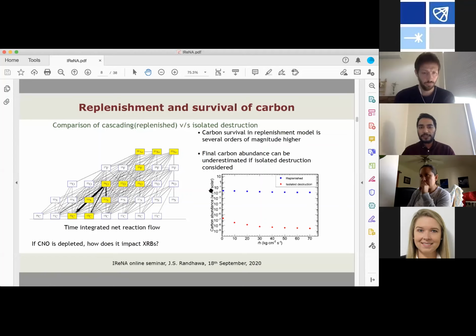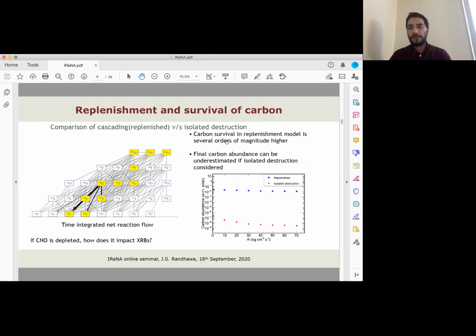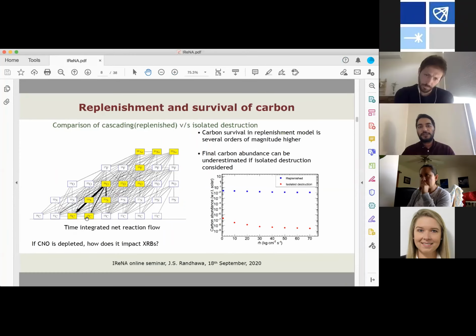And here is the carbon abundance with respect to solar as a function of mass accretion rate. This is the isolated destruction, and this is the replenished model, the cascading destruction model. The final carbon abundance survival is much higher, several orders of magnitude higher than the isolated destruction. So it shows that if we solely focus on the isolated destruction, we will underestimate the final carbon which will be present during the ignition.